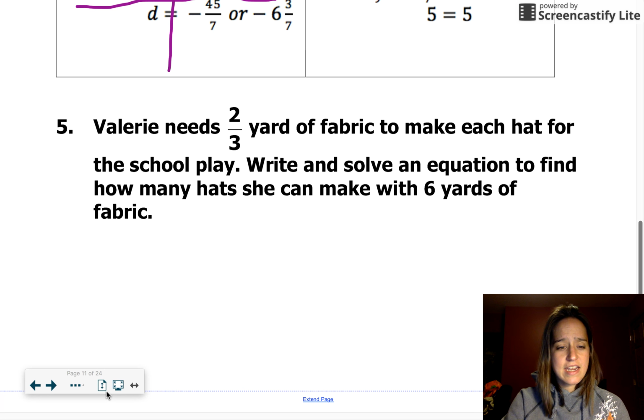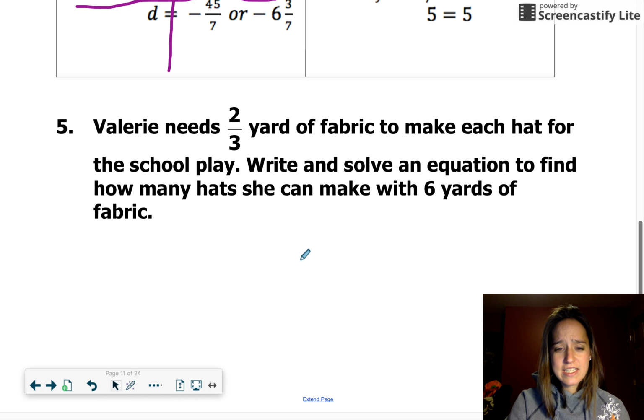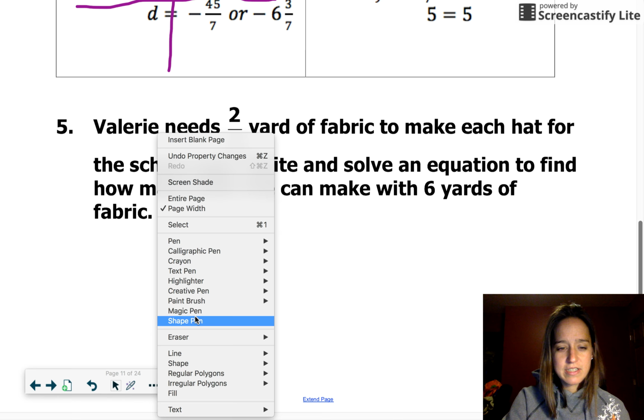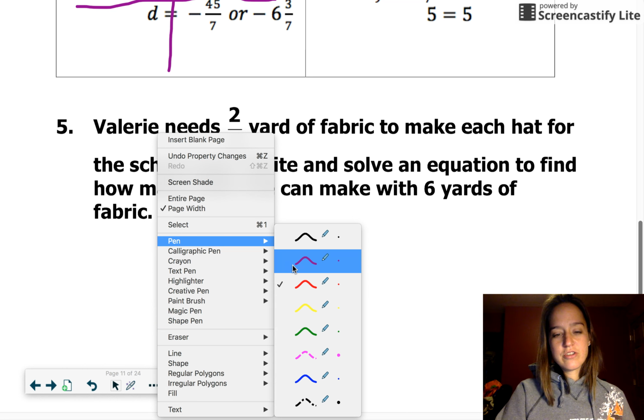And I am going to figure out how I can write on here, and I actually am not positive. I had this all set up, but now I can't remember how I did this because I believe, bear with me here. I don't want the magic pen. Oh, there we go. I found it. Okay. There we go. We are going to do it.